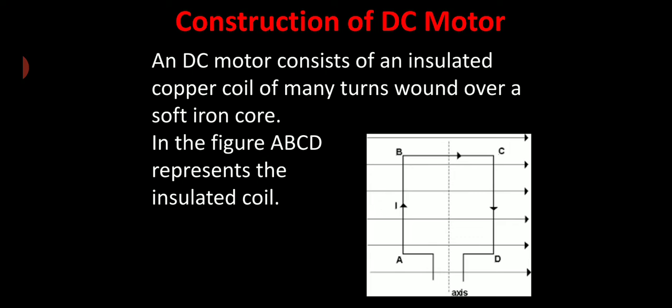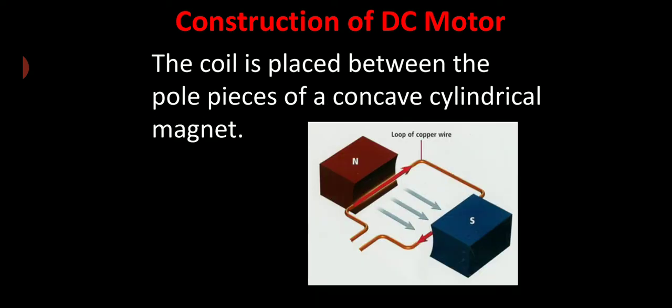A DC motor consists of an insulated copper coil of many turns wound over a soft iron core. In the figure, ABCD represents the coil. The coil is placed between the pole pieces of a concave cylindrical magnet.